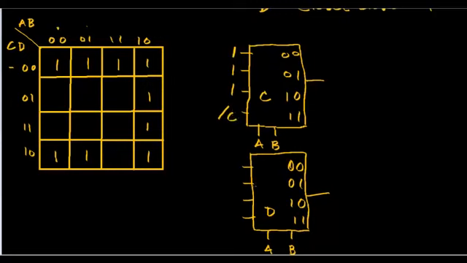For the D, when A and B are 0, 0, D can be 0 right here, or D can be 0 down here. So that would be not D. For 0, 1, it's the same thing, not D. For 1, 0, it can be anything, right? So we have to put a 1 there. And for 1, 1, it's not D.